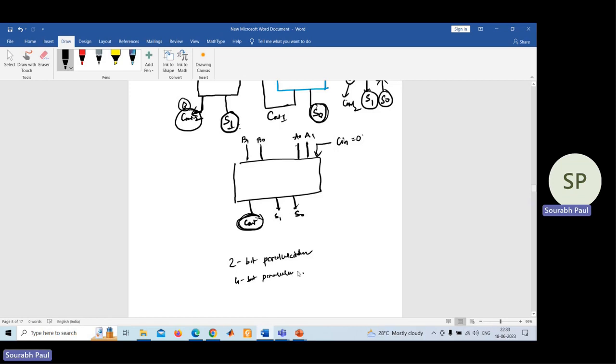And in that case, we have to use 4 full adders. So I think hopefully now it is clear to everyone.